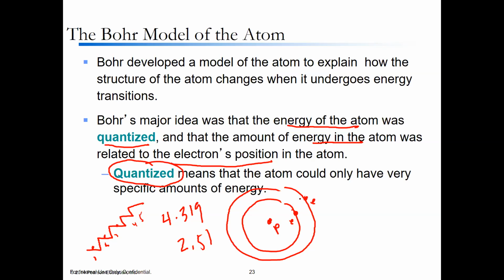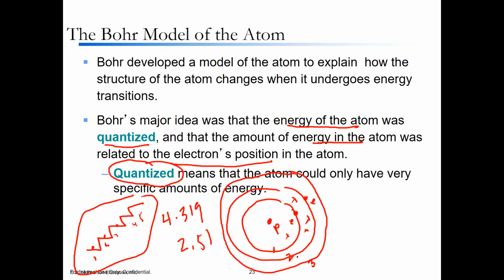Maybe the electron can be here and over here, but it cannot be in the middle. It could only be in its own lane, its own orbit. Just like a staircase, I could only be on step 1, 2, 3, 4, 5. This is orbit number 1, orbit number 2, orbit number 3. I cannot be at orbit 2.5. Same thing with steps. I could only be at 1, 2, 3, 4, 5. That's what quantized means. These electrons could only be in specific spots. If they're in specific spots, they could only have a specific amount of energy, right?